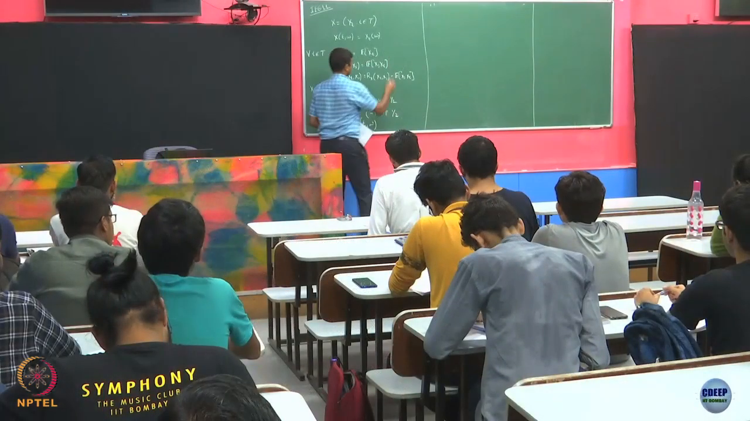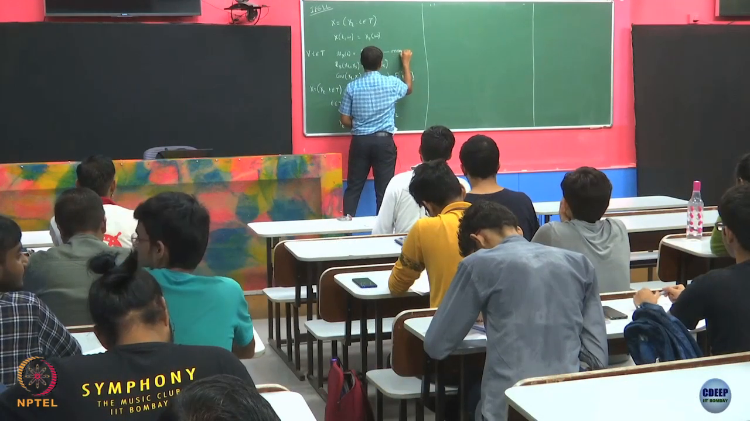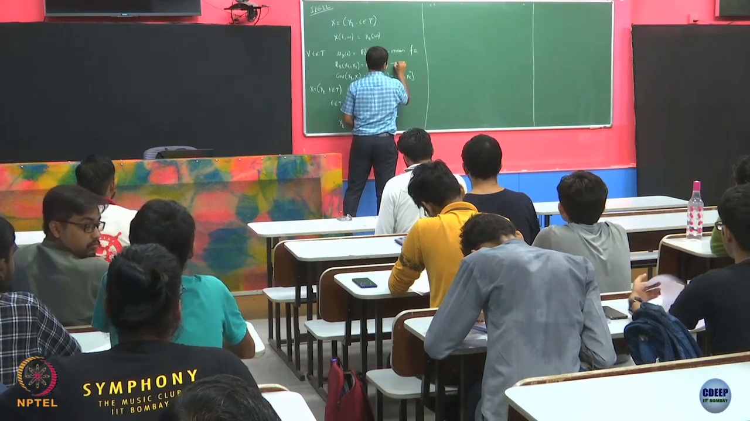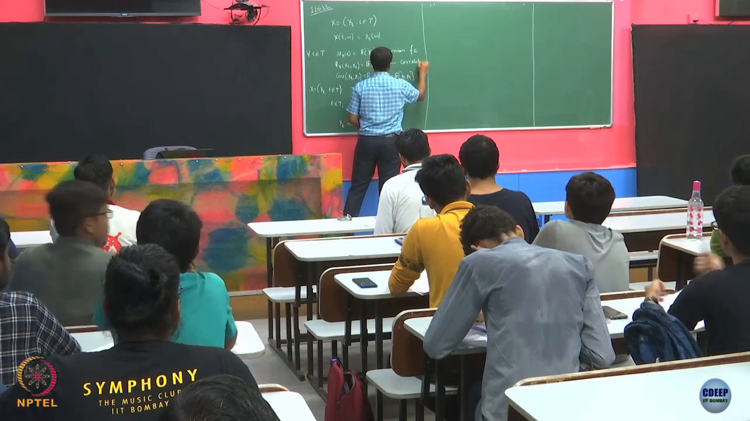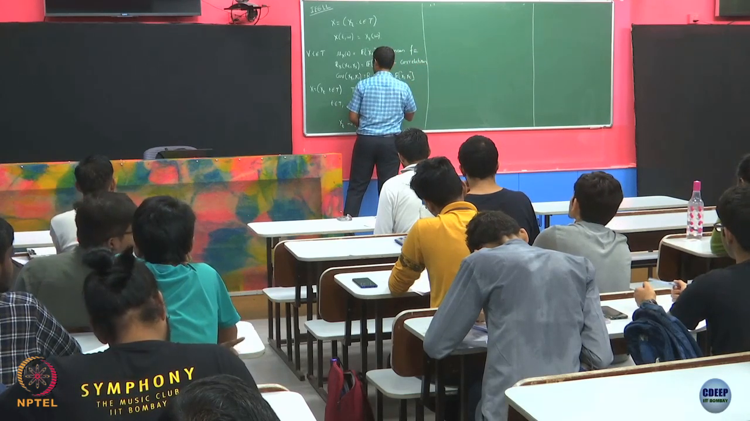So we said that this is the mean function, this is the correlation, and this is called covariance.